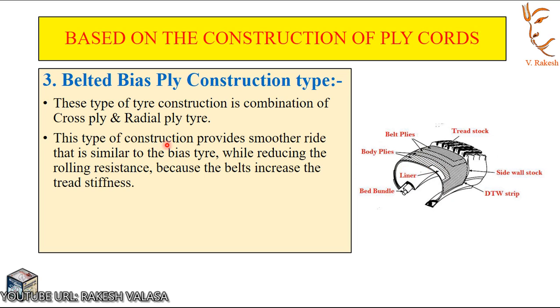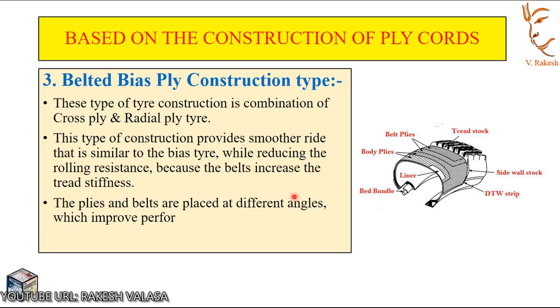This type of construction provides smoother ride that is similar to the bias tire while reducing the rolling resistance because the belts increase the tread stiffness. The plies and belts are placed at different angles which improve performance as compared to non-belted bias tires.